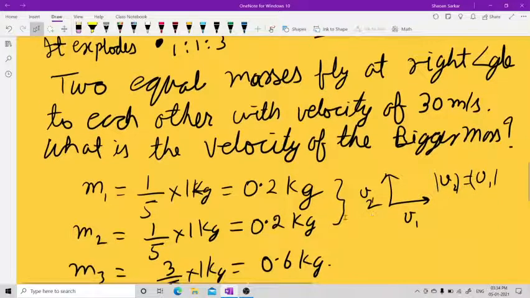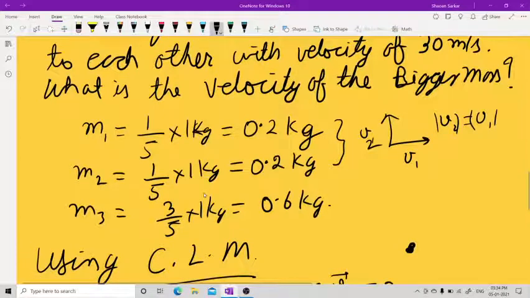Now let us find the masses. It is given as 1:1:3. So m1 will be 1 by, you take the ratio 3 plus 1 plus 1, that is 5. 1 upon 5 into 1 kg, that is 0.2 kg. m2 is also 1 upon 5 into 1 kg, that is 0.2 kg. And then m3 is 3 by 5 into 1 kg, that is 0.6 kg.